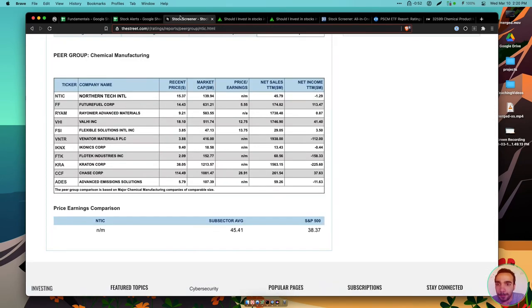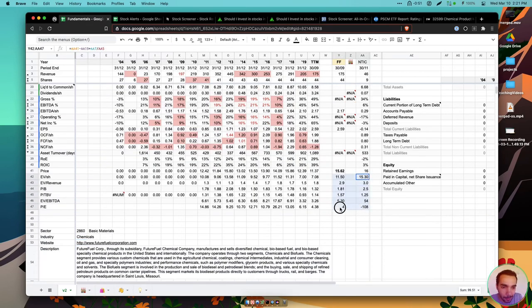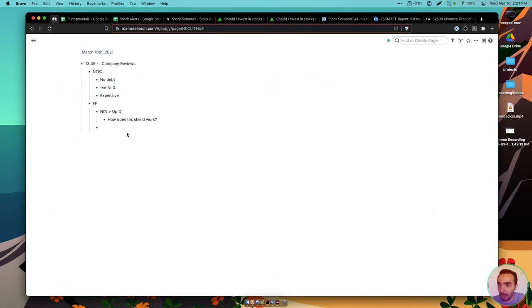What else we got? So I was in the peer group for NTIC. I was actually looking at NTIC, right? And that's how I came upon FF right here. You can see their price to book. It's actually cheaper than NTIC in price to book. Price to tangible book, yeah, it's a bit more expensive. But EV beta, no comparison. 5 versus 54. I don't see myself buying NTIC at 54.